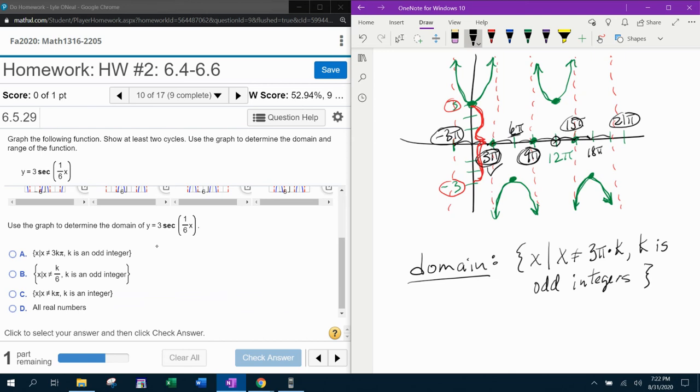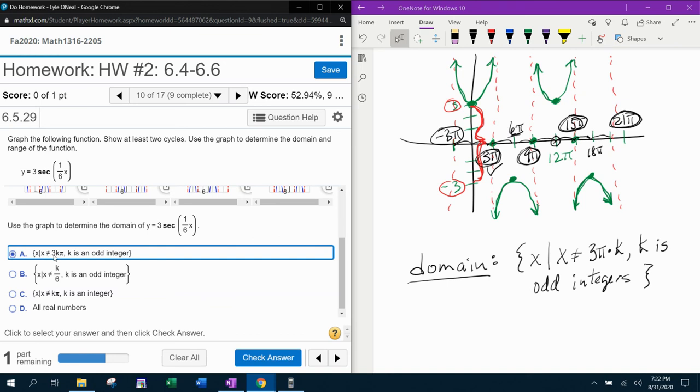K is 1, 3 times 1 is 3. The next odd number after 1 is 3. 3 times 3 is 9. Next, 5 times 3 is 15. 7 times 3, 21. So that seems to be generating the values where the asymptotes are. Is what I've written an option? Answer choice A. 3 pi times k, 3k pi, is the same as 3 pi k. K is an odd integer. That feels right.